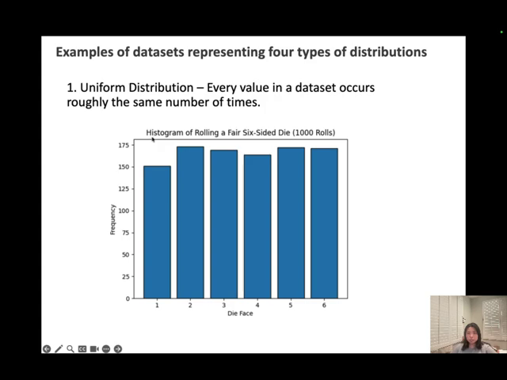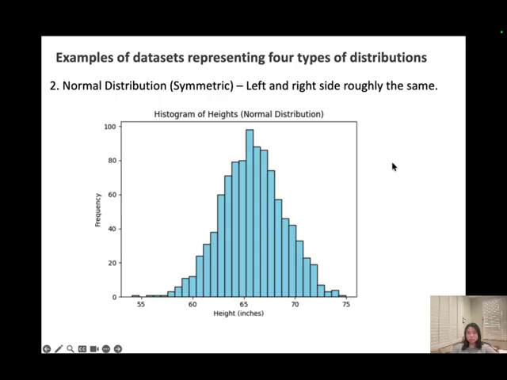The example will be the histogram of rolling a fair 6-sided die. When you roll the die, when you get the number 1, 2, 3, 4, 5, or 6, they do have the same probability to land on each number. The distribution will be the uniform distribution. Second one, normal distribution, or the bell shape. The left and the right side are roughly the same, and the highest will be in the middle. The example will be the height of women or the height of men.